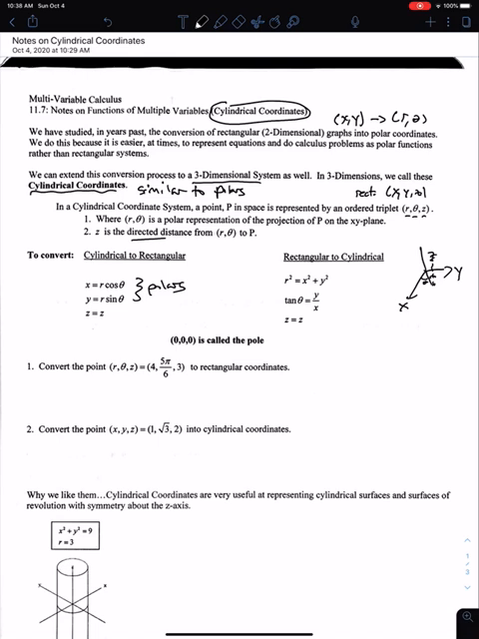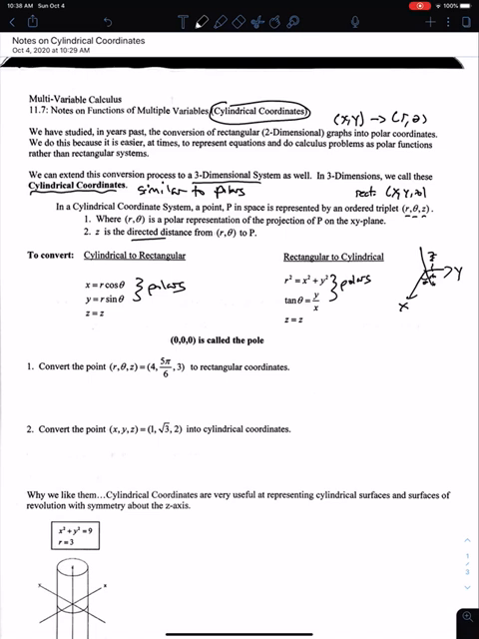Going backwards, to go from rectangular to cylindrical, again, we have r squared equals x squared plus y squared, and tangent theta equals y over x. Again, we got this from polars, from pre-cal. So let's just practice converting. Just like in polars, we call the point 0, 0, 0 the pole.